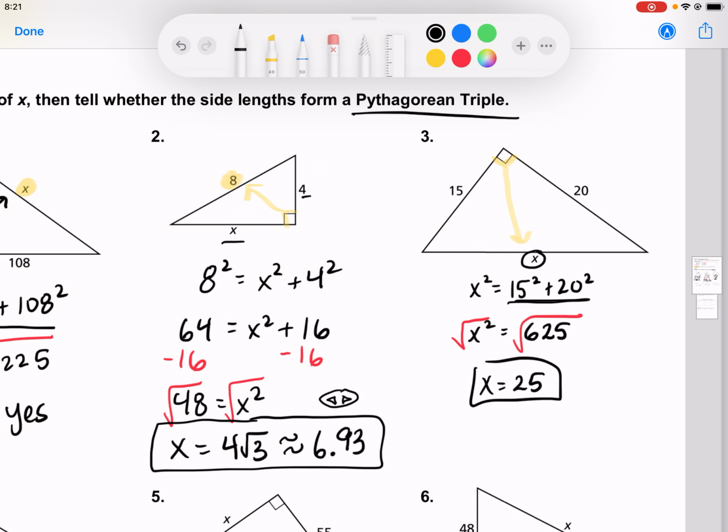And I forgot on the last problem, it asks us to determine if it's a Pythagorean triple. For the last problem, number 2, the answer is no, since we have decimals. This one has no decimals, so the answer is yes.